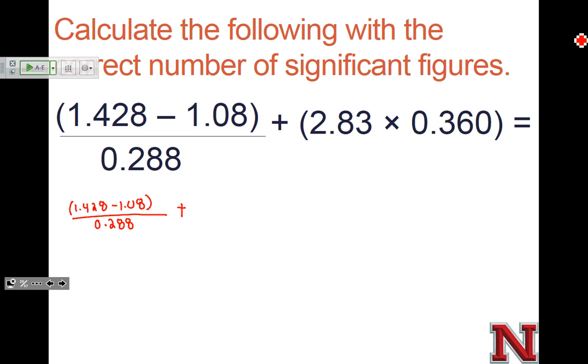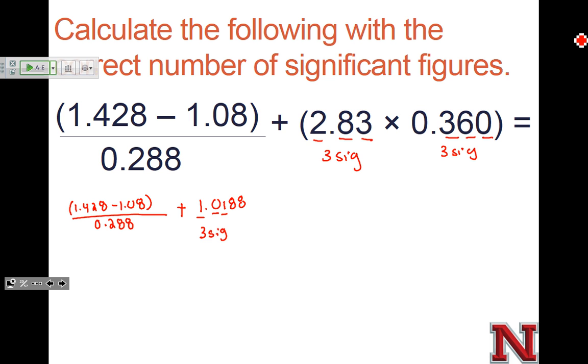So if I work out what's in my parentheses, 2.83 times 0.360, I'm going to get these numbers. And again, I want to keep all these numbers so I don't make a mistake later on. But we're multiplying, so this has 3 significant figures. And this one also has my 3 significant figures. So looking at this number, here are my figures that are significant, because it should have 3. So I'm just going to underline them.